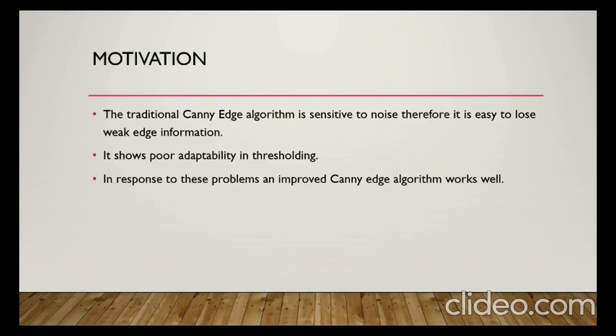The traditional Canny edge algorithm mainly has two problems. The first one is that it is very sensitive to noise, so we lose weak edge information. And the second one is that it shows poor adaptability in thresholding. These two problems were reduced by the improved Canny edge detection algorithm.